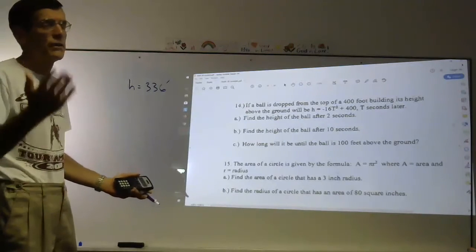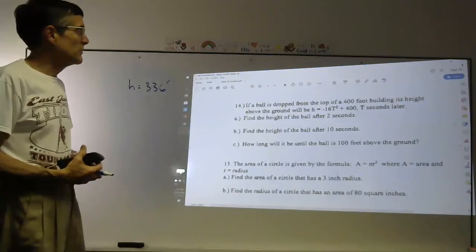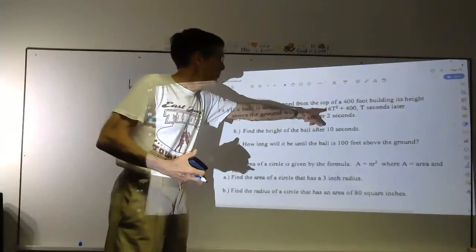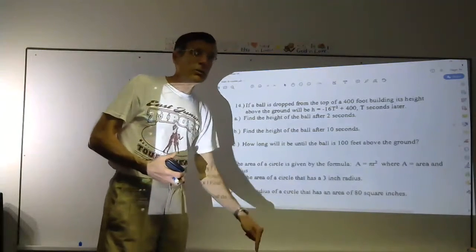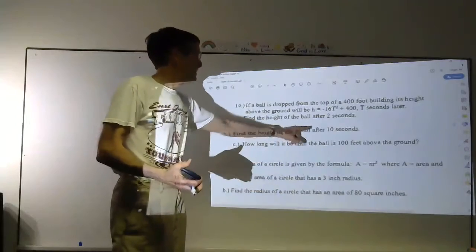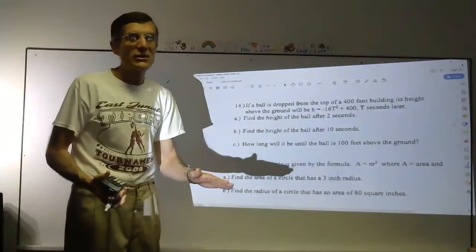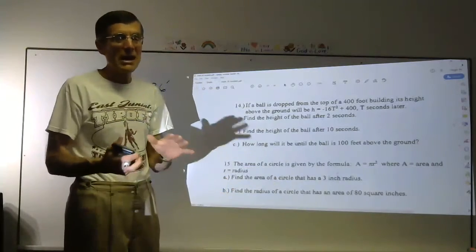How can the height above the ground be a negative number? What that means is if it's a negative number when you put 10 in, you must be below the ground, which you can't be. The height of the ball after 10 seconds is so far down, it has hit the ground.